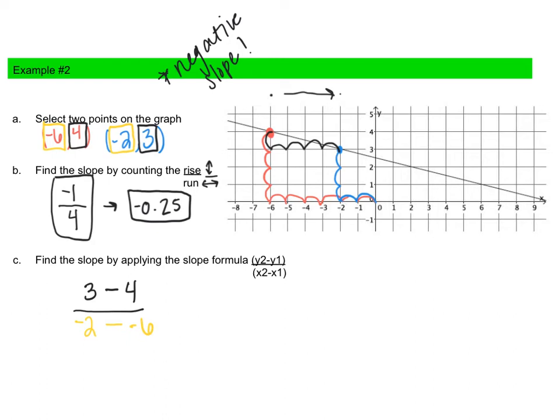Okay, and from there I'm going to solve this. So on the top, 3 take away 4, that's -1. On the bottom, -2 minus -6, well, that's a double negative, so these become positive. So this is now -2 plus 6. Well, this gives me 4. And that's exactly what I got up top, right? -1/4. I can't simplify it. I can turn it into a decimal, -0.25. And we were right about that negative slope, right? We can see that our slope is negative. We have a negative sign, and we identified that before just by looking at how many it went down, how many it went over. All right?